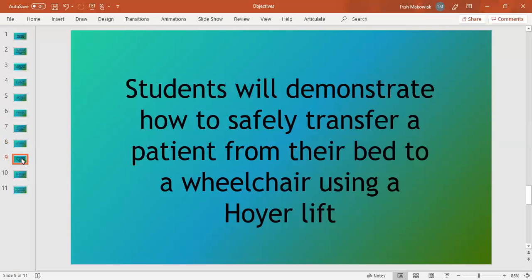Students will demonstrate how to safely transfer a patient from their bed to a wheelchair using a Hoyer lift. That looks pretty good. Yes. I would think so too. Yep. Tells about what they need to do. They're going to safely transfer the patient and they're going to be using the Hoyer lift.